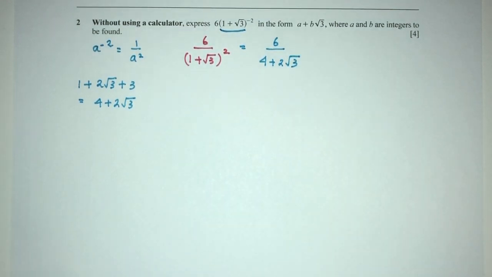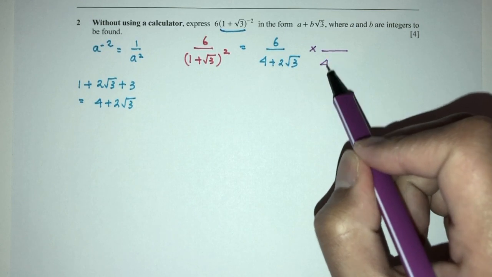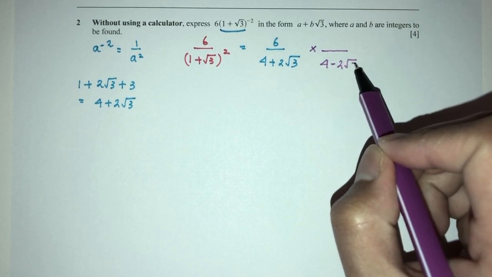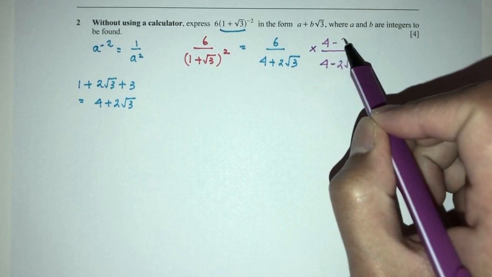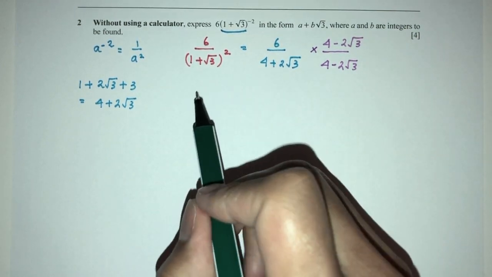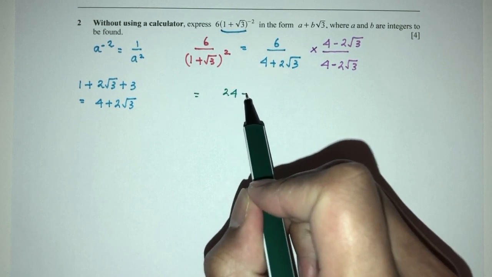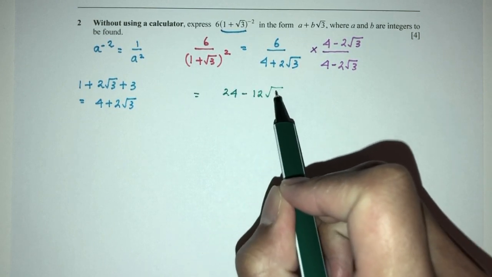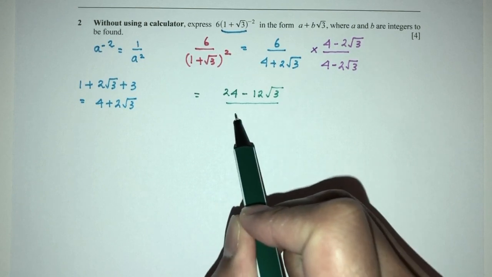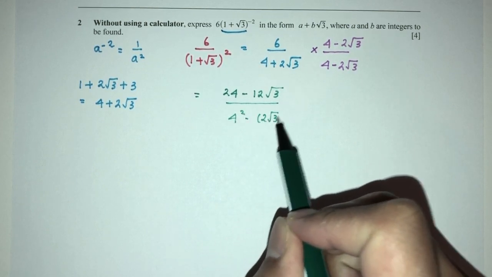So now we have to simplify this. So we have to multiply by its conjugate. That will be 4 minus 2 root 3 on the top and 4 minus 2 root 3 on the bottom. So let's see what happens. So the top will become 24 minus 12 root 3, and the base will become 4 squared minus 2 root 3 squared.